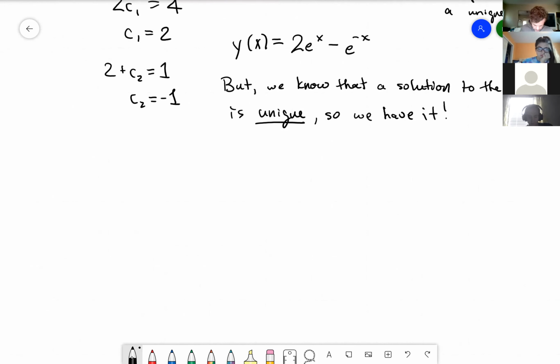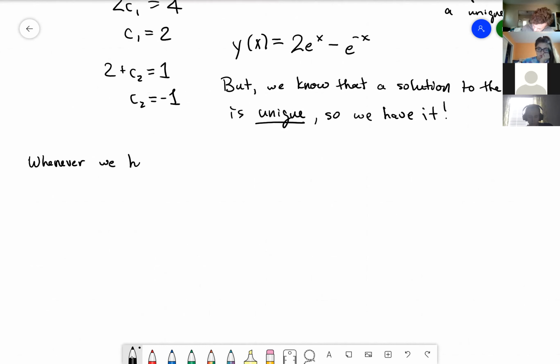Now, this was nice because we had two solutions. We looked at all possibilities of superpositions of these two solutions in order to find our exact, our specific solution. So here's this condition, general situation.